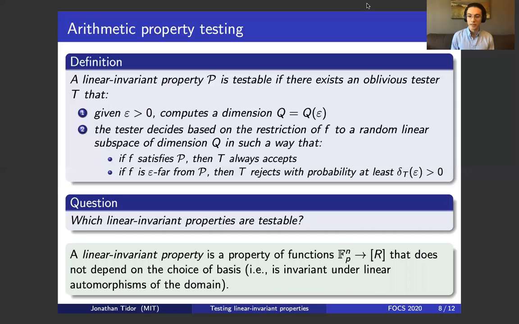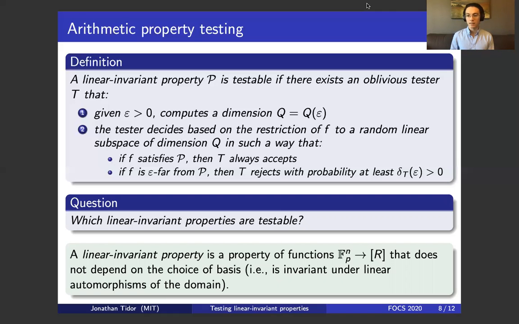Now, a linear invariant property of functions from F_p^n to r is just any property which doesn't depend on the choice of basis. That is, it has to be invariant under linear automorphisms of the domain. So basically, lots of natural properties are linear invariant, something like being linear, being a low degree polynomial, but also lots of other properties which we'll meet later, such as being triangle free or k-cycle free. These are all linear invariant properties.